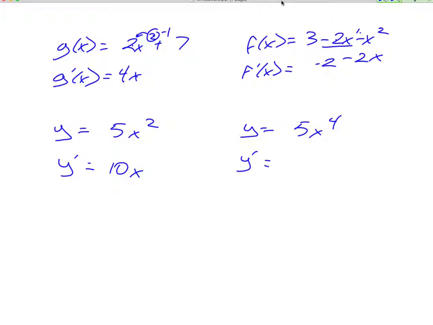So 5x to the fourth. 20x to the third is what it would be. Alright, so that's all fine and dandy. So let's get to where they're a little bit more difficult.